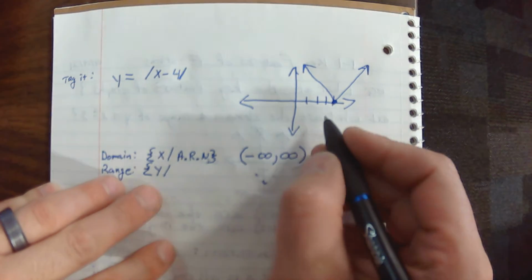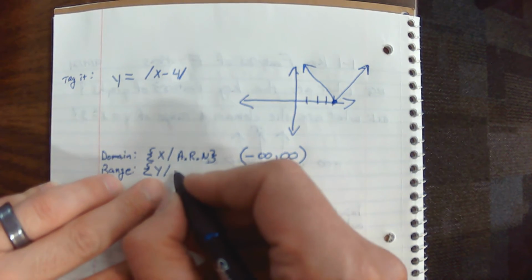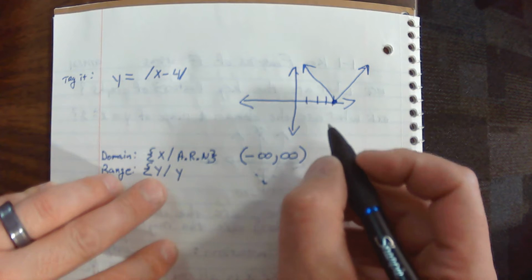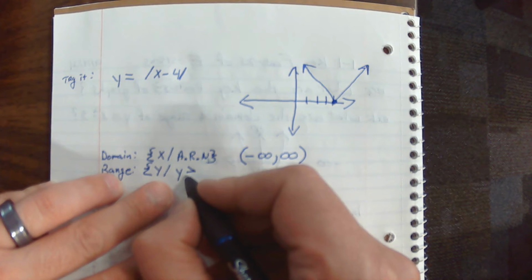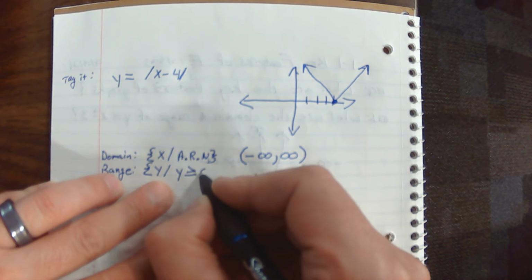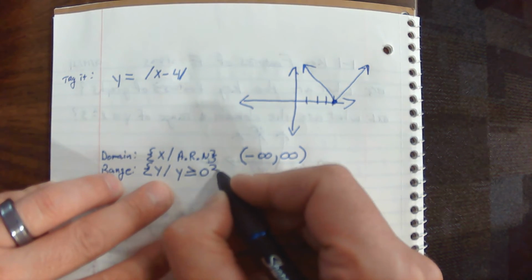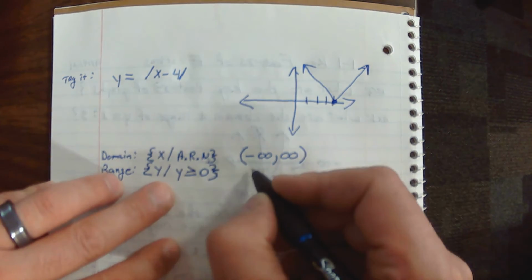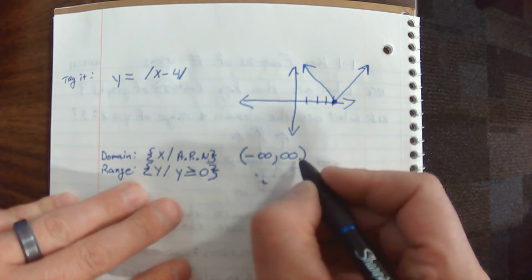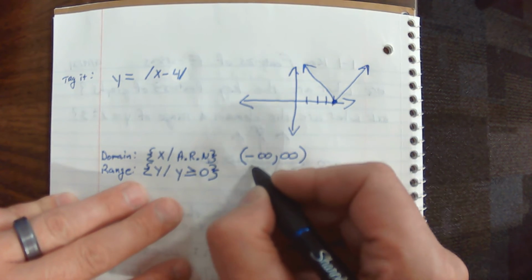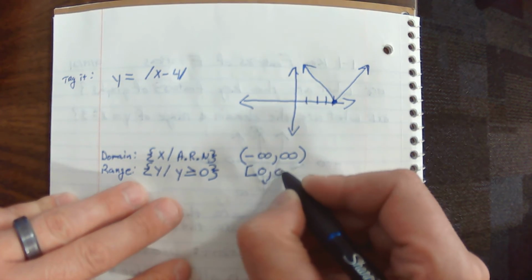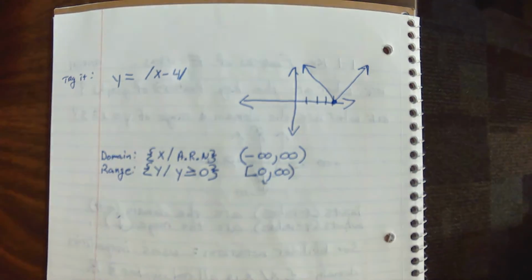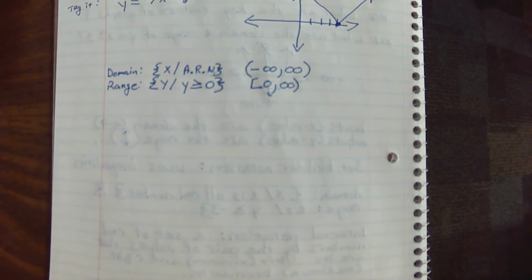For the range, what's the lowest point on this graph? 0. Thank you, whoever said that. Does it include 0 or touch 0? Yes. So y is greater than or equal to 0. So now in interval notation, it's touching the 0. So I do my bracket 0, and it goes up to positive infinity, and we use a parenthesis because you cannot touch infinity.